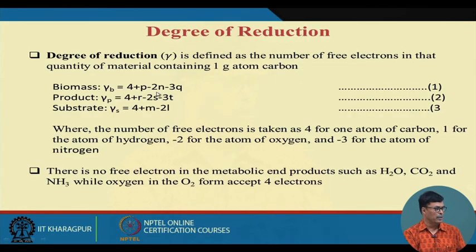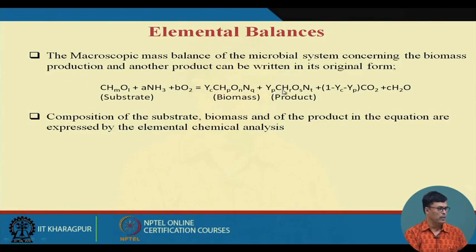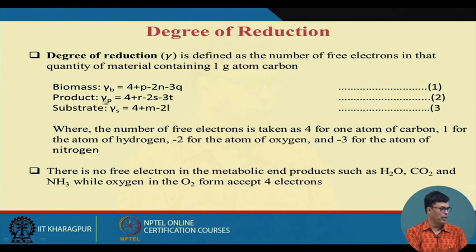Similarly, for the product we can write it like this: 4 plus r minus 2s minus 3t. In the case of the substrate, it is 4 plus m minus 2l. So this is how we can write how much free electron is present per gram atom of biomass, per gram atom of product and per gram atom of substrate.